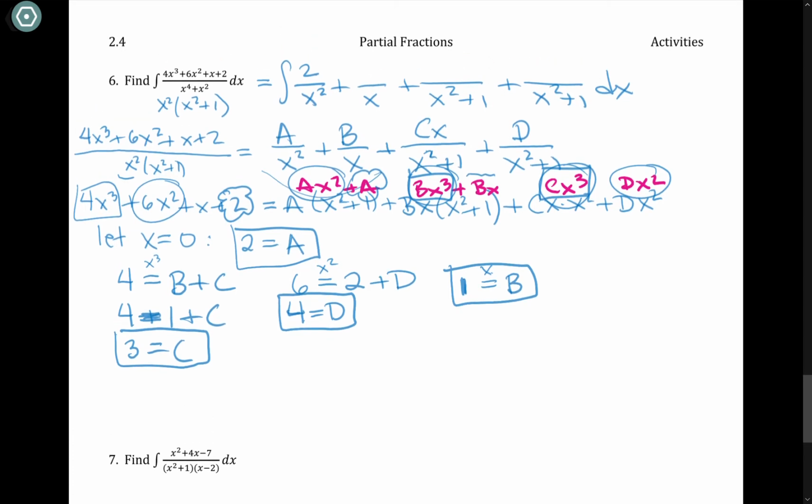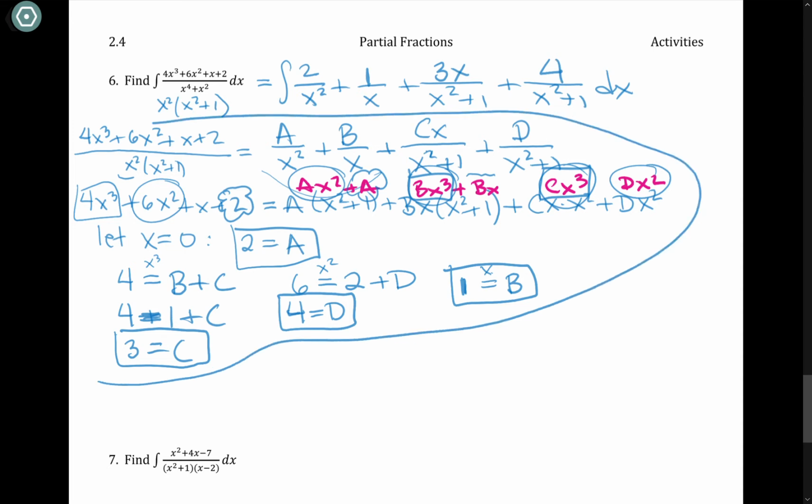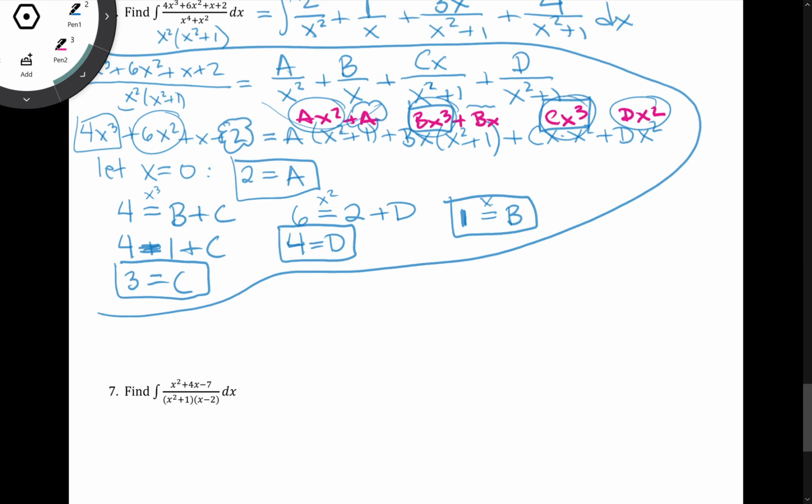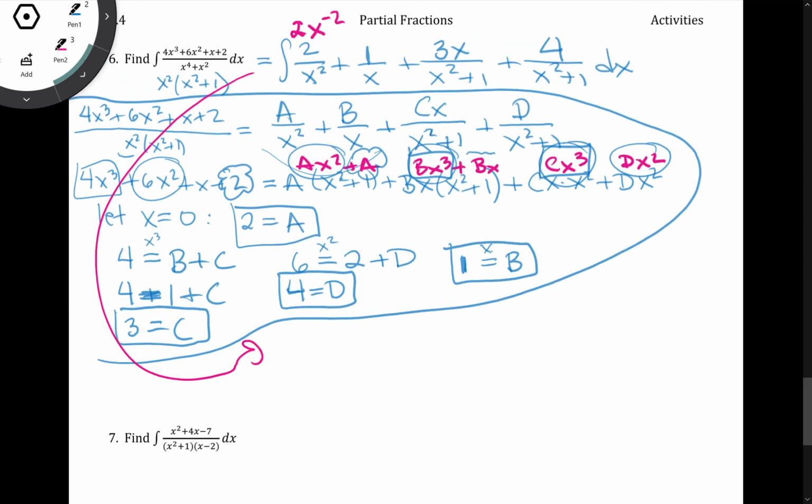Okay, so b equals 1, I need a 1 over x. C equals 3, so I need a 3x over x squared plus 1. And then d equals 4. Okay, so, I'm going to snag my pink, I guess. Some of these pieces are easy. So this is a 2x to the negative 2. So down below, I'm going to jump all the way down here and say, okay, the antiderivative of that is going to be 2x to the negative 1 divided by negative 1. So it's negative 2 over x. And then the 1 over x, that's just the antiderivative of natural log of the absolute value of x.